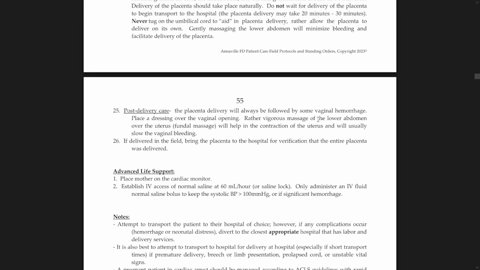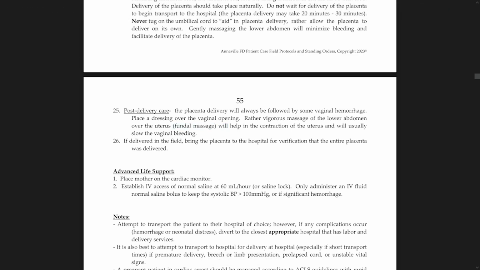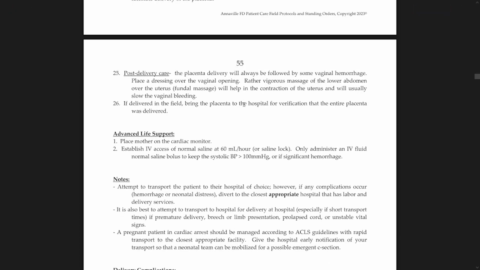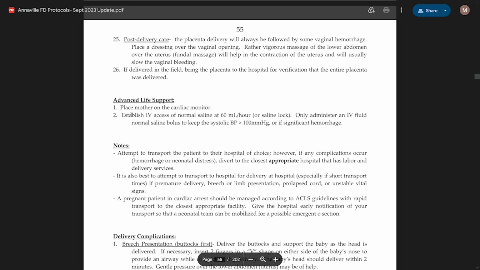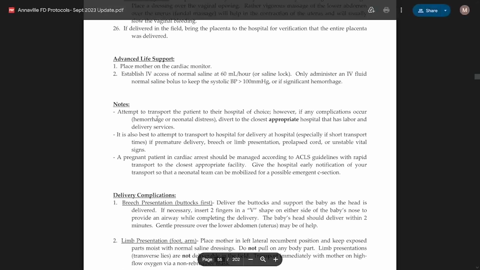Rather vigorous massaging of the lower abdomen over the uterus, a fundal massage, just like I talked about, will help in the contraction of the uterus and usually slow the vaginal bleeding. If delivered in the field, bring the placenta to the hospital for verification that the entire placenta was delivered. For ALS, place the mother on the cardiac monitor and establish IV access. Only administer fluids if the blood pressure is less than 100 millimeters of mercury or if there is significant hemorrhage.